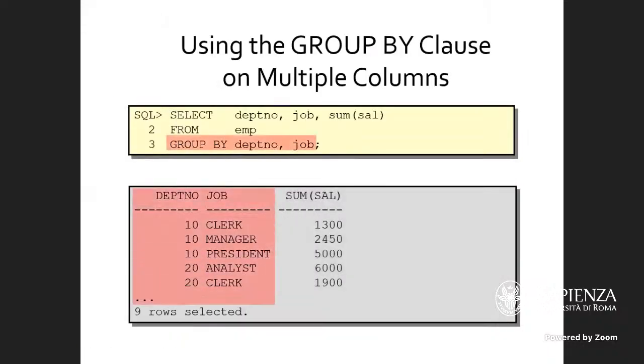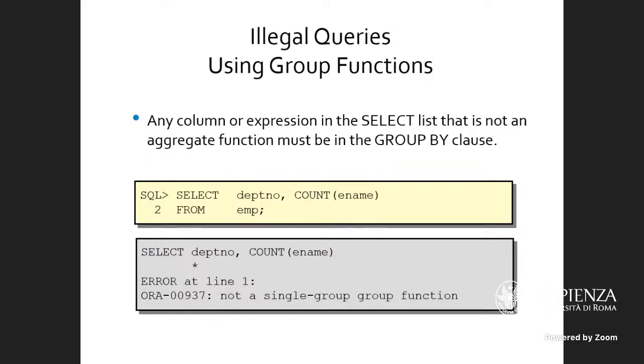Okay, so this is how it works. So you have each group by department and job ID, and then you have the sum of the salary. So in legal queries, this one is important. Using group functions, any column or expression in the select list that is not in an aggregate function must be in the group by clause.